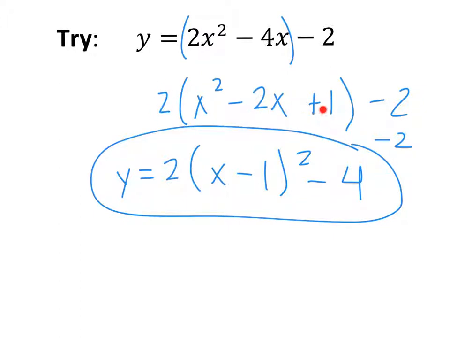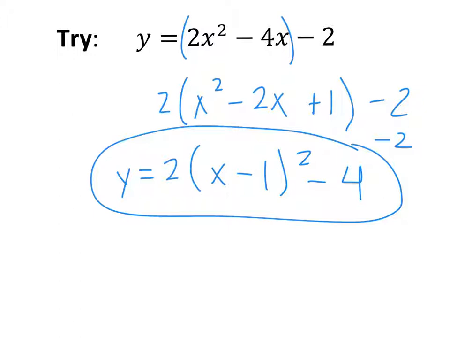We left room to complete the square, so half of my b is negative 1. Negative 1 squared. Negative 1 times negative 1 is 1. But that's not actually 1 because there's a number out here. It's actually 1 times 2. So the actual number is 2, which means I have to subtract 2 out here.